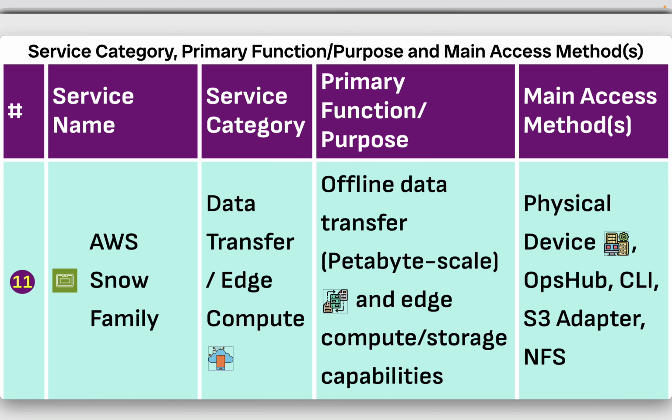Next, we have AWS Snow family. The category it belongs to is data transfer or edge compute. Function is offline data transfer, which can be petabyte scale also, and edge compute or edge storage capabilities. Access is via physical device. So in this case, it's a direct physical hardware device, and there is a tool software called OpsHub also, which you can use to access the interface, and then you can use CLI, S3 adapter or NFS.